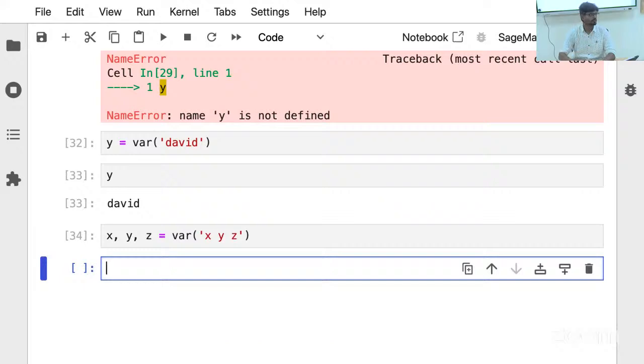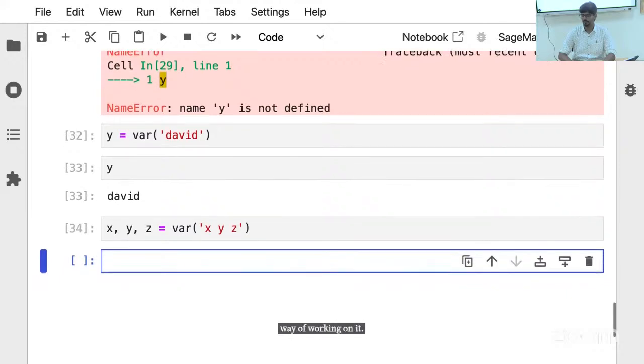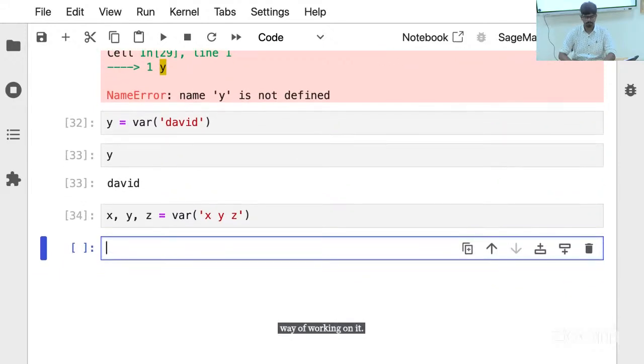Simple way of working on it. Yeah, so let's do one thing. We'll generate one equation on all these three expressions. The equation in Sage Math is written like this.